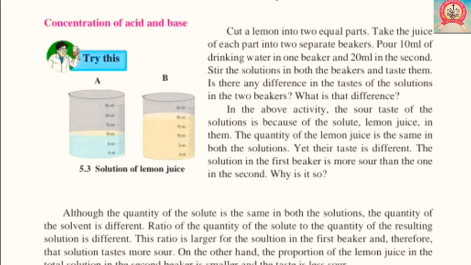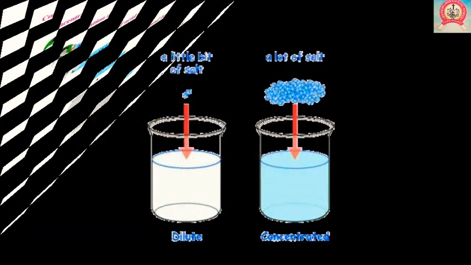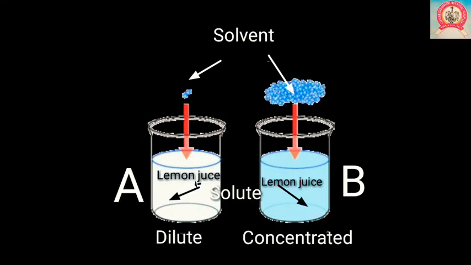So in this topic, they have given one activity, and we will see that activity. They are telling us to cut a lemon into two equal parts, take the juice of each part into two separate beakers, pour 10 ml of water in the first beaker and 20 ml of water in the second beaker, and test that solution. So we will see this activity.